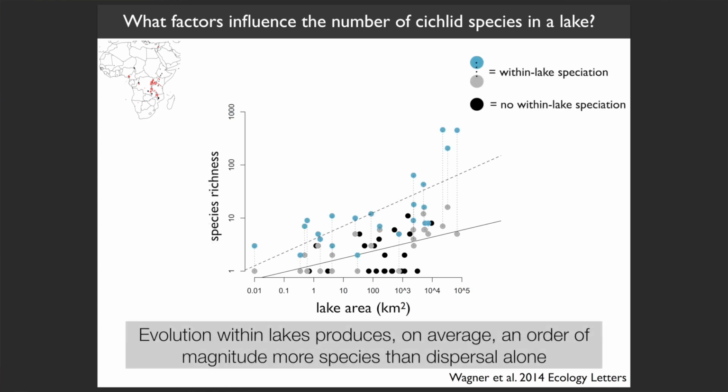But if we then add on the effects of evolution, what we see is that evolution within these lakes produces, on average, an order of magnitude more species in these lakes than dispersal alone. So evolution is having a gigantic impact on the number of species within these lakes. And additionally, more species evolve in the very largest lakes. So we can predict the number of species that evolve in a lake based on the size of that lake.